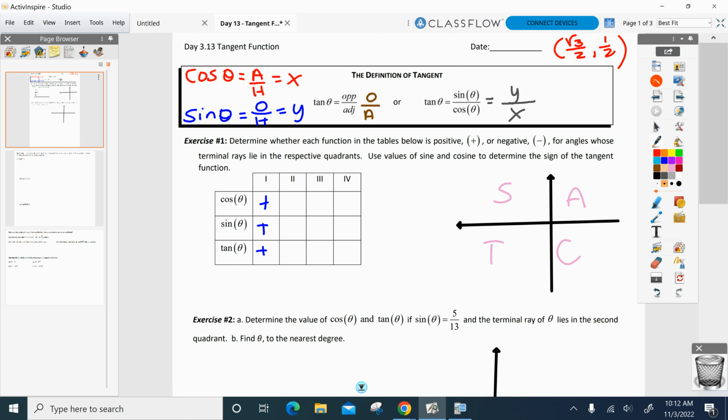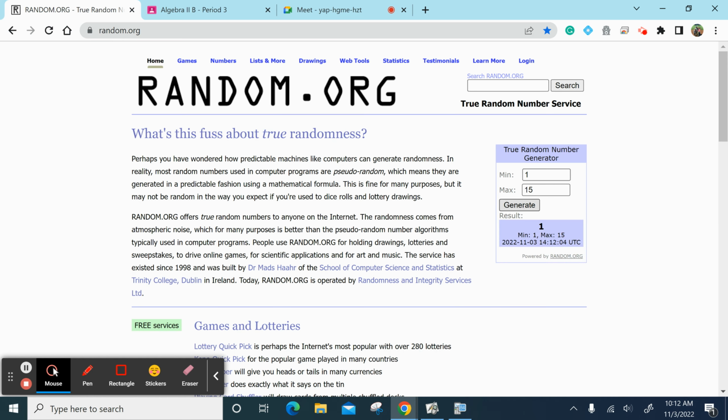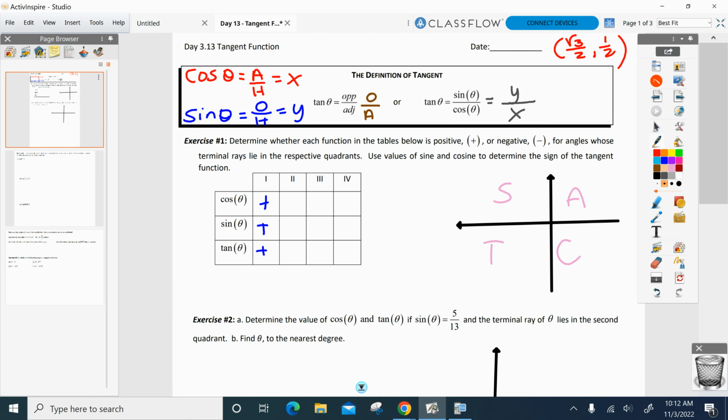Second quadrant. Let's go under quad 2. Where's the positive one here? Well, cosine would be negative. Okay, yep, good. Negative. What about the rest? What's the S in quad 2 mean? S stands for sine. That means only sine is positive. Everything else, negative in the second.